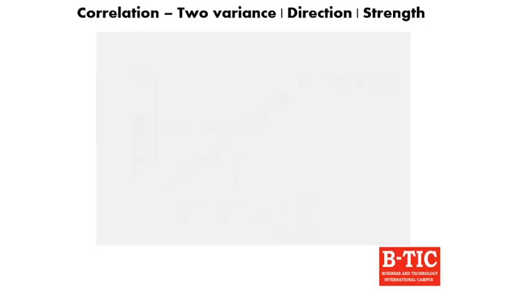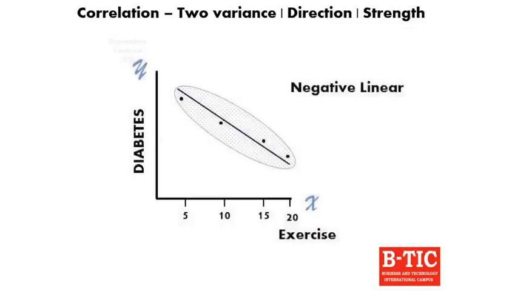And on the other example, exercise and diabetes. Exercise goes up and up, diabetes comes down and down. Exercise comes down and down, diabetes goes up and up. So, opposite direction. When exercise comes down, diabetes goes up. When exercise goes up, diabetes comes down. So the opposite direction. If variables are moving opposite to each other, we call this a negative relationship.